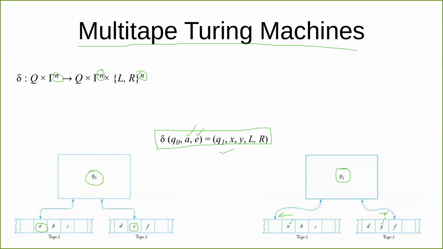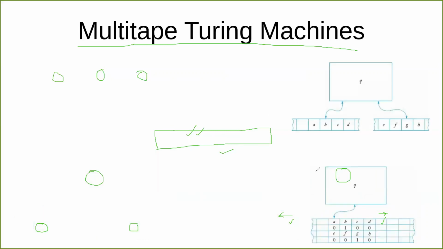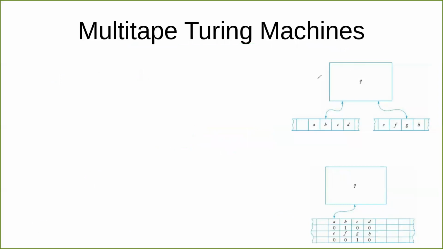So this is a multi-tape Turing machine. By doing this, it seems that the power of this machine would be higher, but it is not. Every action which is done in this machine could be simulated on your simple Turing machine. Like, this is a two-tape Turing machine, and this is a simple Turing machine.